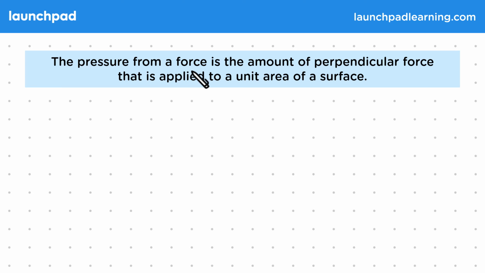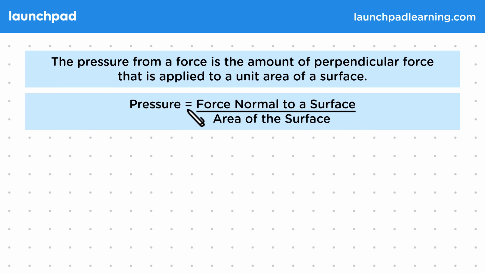The pressure from a force is the amount of perpendicular force that is applied to a unit area of a surface. Remember that pressures are caused by forces spread out over a surface, including those from fluids. So pressure is equal to the force normal to a surface divided by the area of the surface. In symbol form, that is P equals F divided by A.